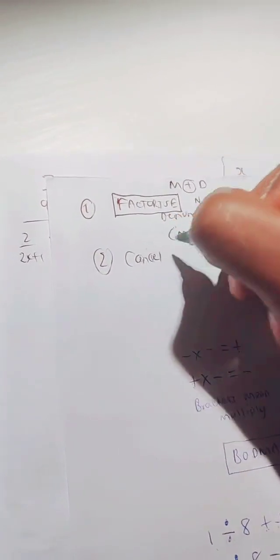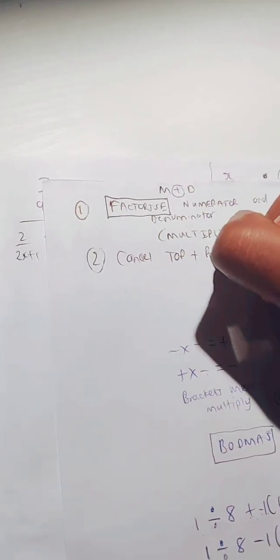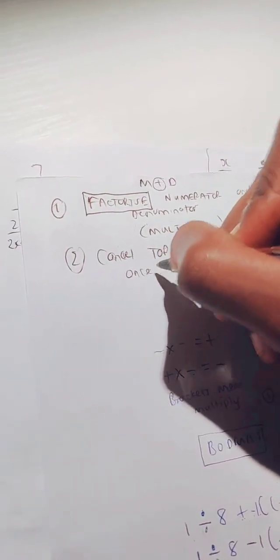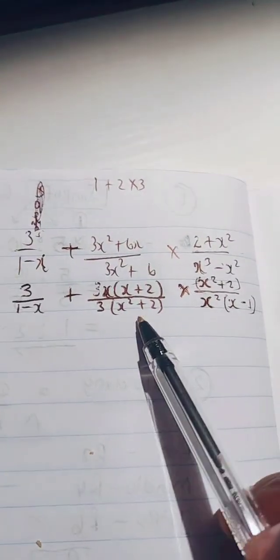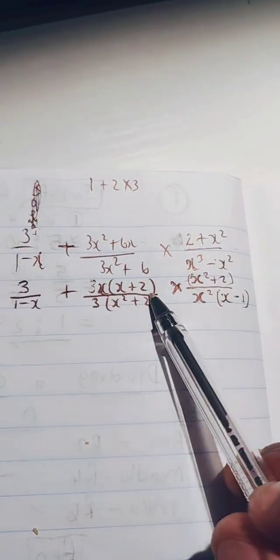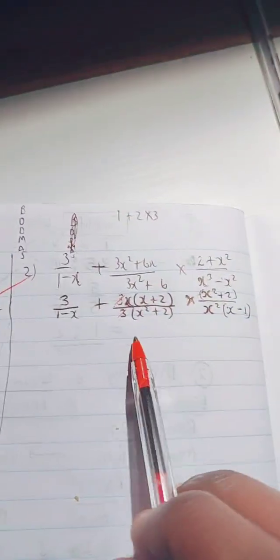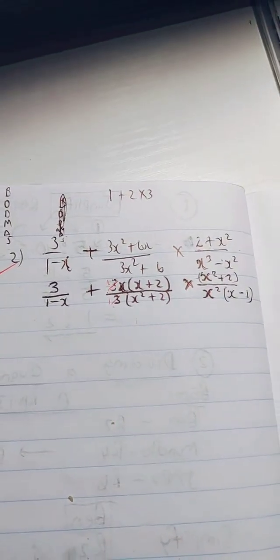Cancel top and bottom once. Okay, so I can see that x squared plus 2. So let's first start with the numerical coefficient. 3 and 3 will cancel. This 3 and this 3 will cancel. Because 3 divided by 3, in the place of 3 and 3, we are left with 1.